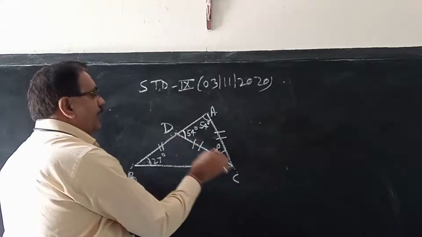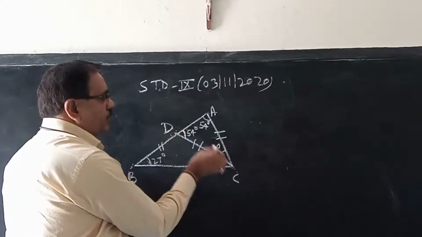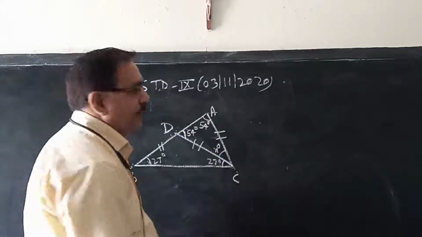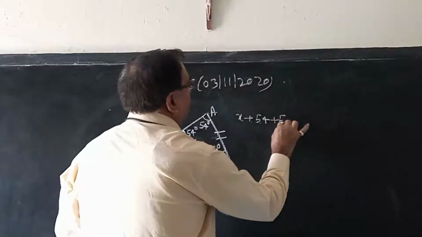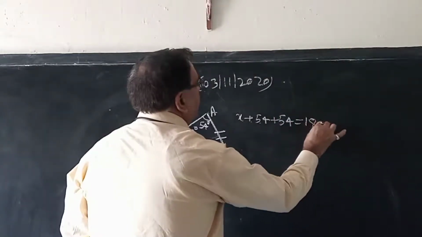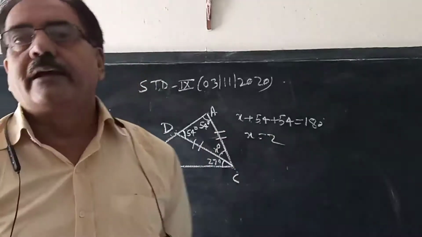Now come to triangle ABC. The sum of two angles is 54 plus 54. What is the third angle? So x plus 54 plus 54 is equal to 180 degrees. Find out x, that will be the value of x. Is it clear?